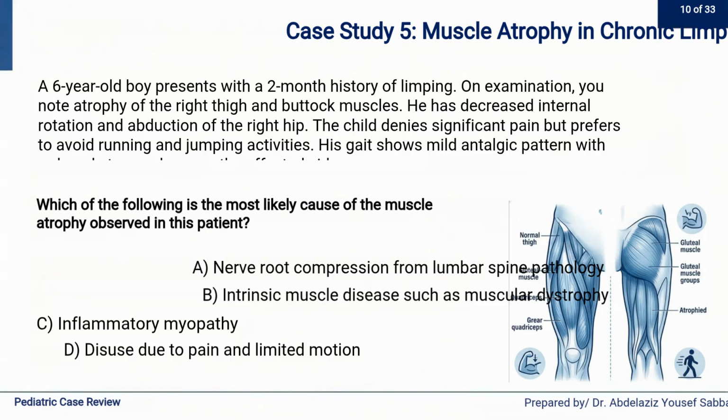The child denies significant pain but prefers to avoid running and jumping activities. His gait shows a mild antalgic pattern with reduced stance phase on the affected side. Which of the following is the most likely cause of the muscle atrophy observed in this patient?